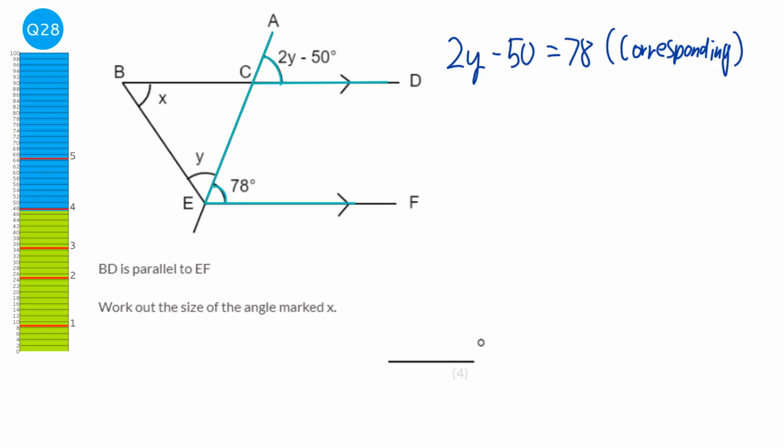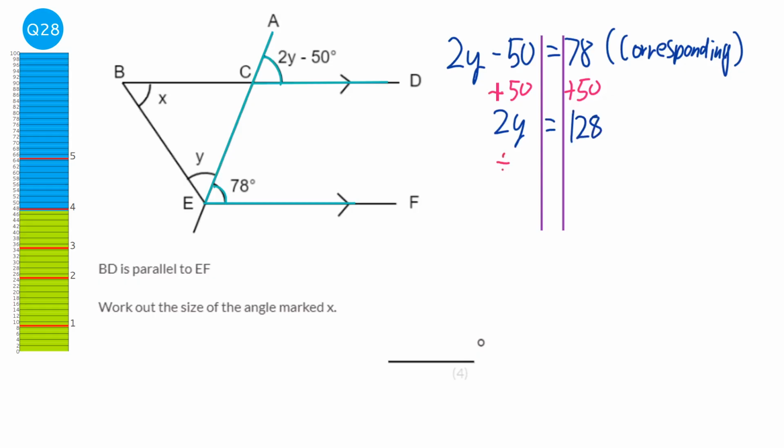And corresponding angles are equal. Now here we've got an equation and we want to solve it. So we get our lines in. We go first of all add 50 to both sides. So we've got 2y equals 78 plus 50, which would be 128. And then we're going to halve both sides, or divide by 2. So we've got 64. So we know that y is 64.